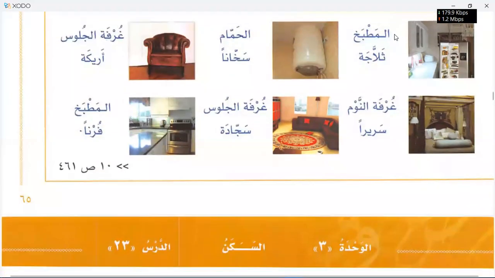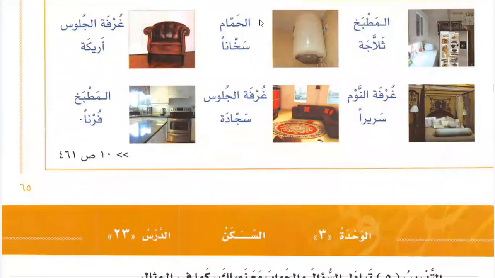Second question: madha turidina li matbakh? What do you require for your kitchen? Uridu thalaja. I want a fridge. Madha turidu li hammam? Uridu sakhkhana. Madha turidina li ghurfati julus? Noor is female. What do you require for the sitting room? Living room. Uridu arika. I want a sofa.